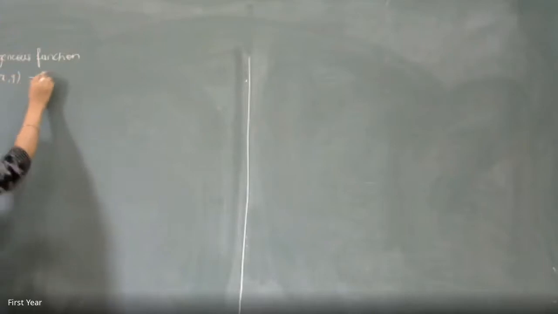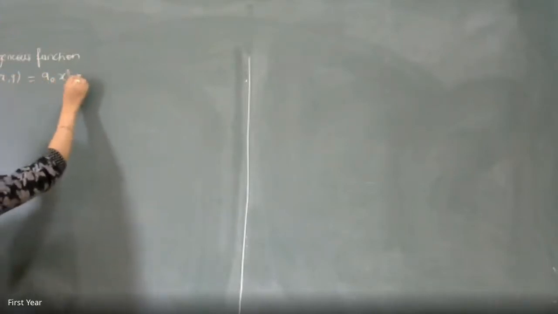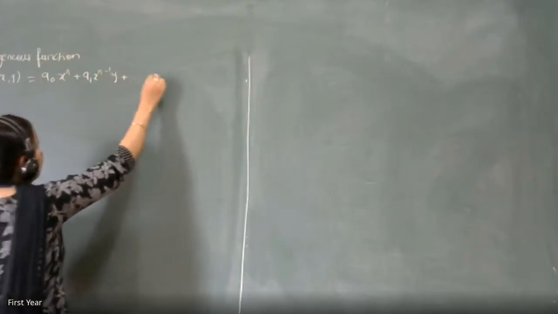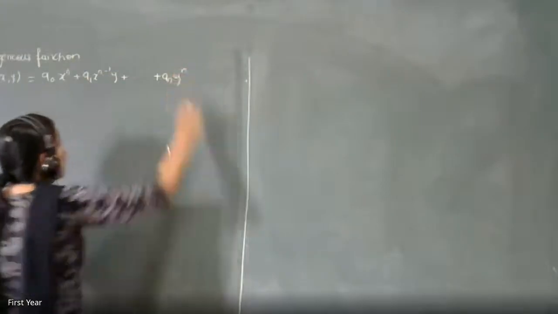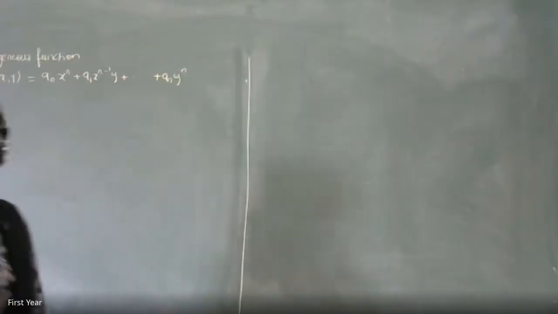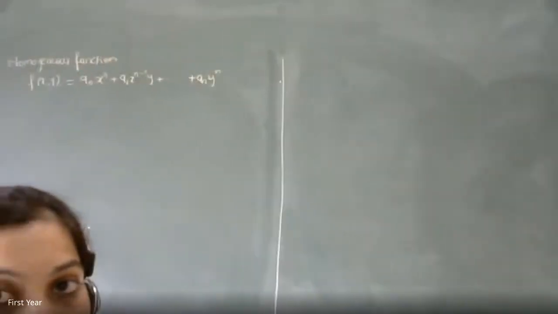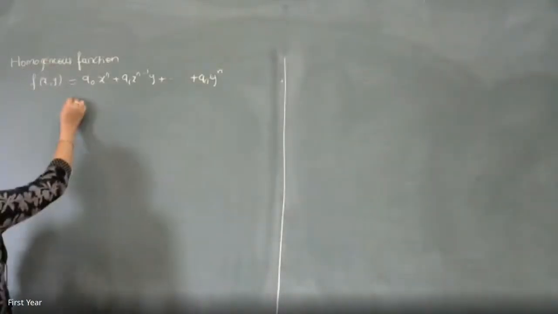A function which can be written in the polynomial form a naught x raised to n plus a1 x raised to n minus 1 y plus dot dot dot an y raised to n. This was called a homogeneous function. Why was it called a homogeneous function? Because the powers are the same, that is n. Yes, very good. And how could we rewrite it?